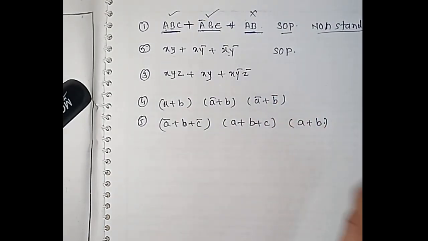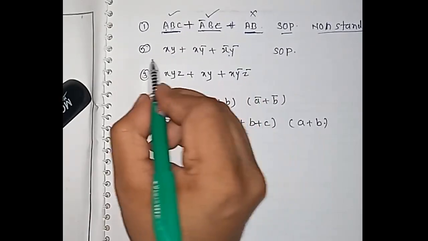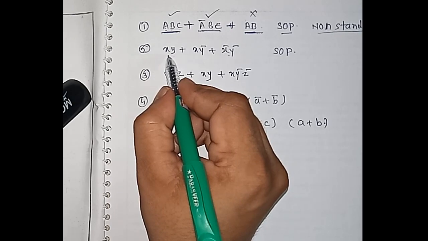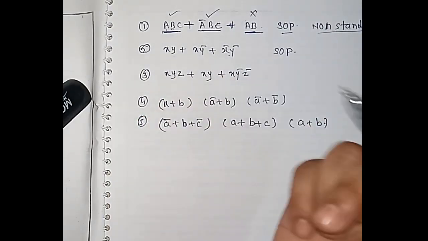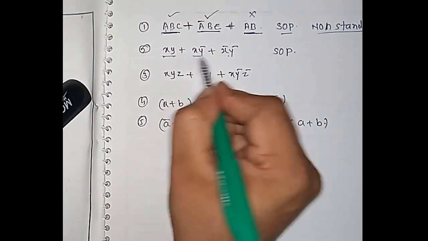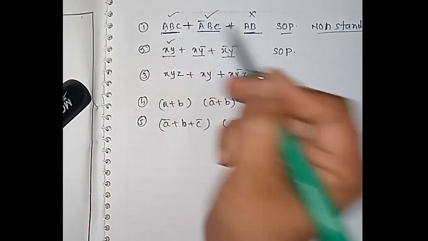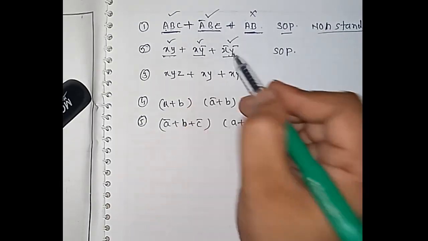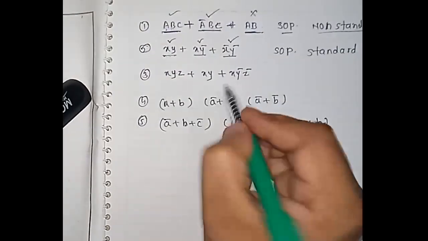Then we have to find out the type of equation, meaning whether it is standard form or unstandard form. For that purpose, find out the total number of literals. Here how many literals are there? There are a total of 2 literals, X and Y. So maximum 2 literals. Now consider each product term. For the first product term all literals are present, the second product term also has all literals, and the third one also has all literals. So this is standard SOP form.